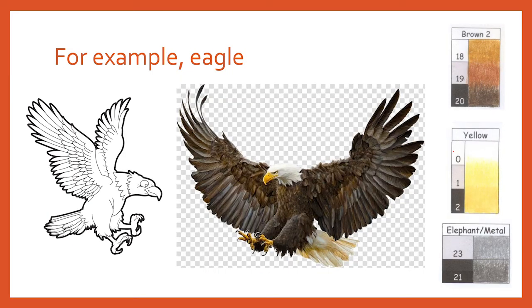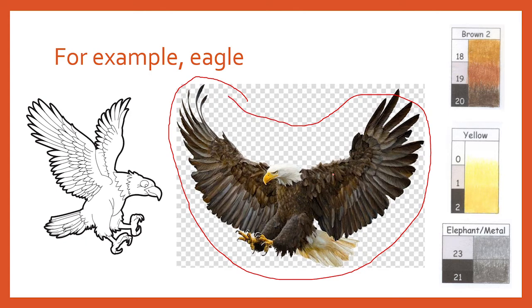Moving on, this is the eagle. Okay, there are different types of eagle, but the eagle that I'm using is this eagle. The feather, the closest color I can find from the color chart for the feather is this color here. Okay, color pencil number 18, 19, 20. But it depends on you, what type of eagle do you want. There are different types of eagle, you don't have to follow mine.